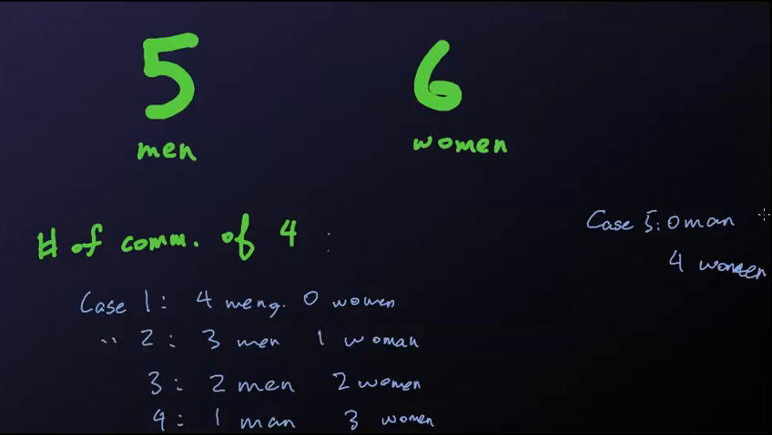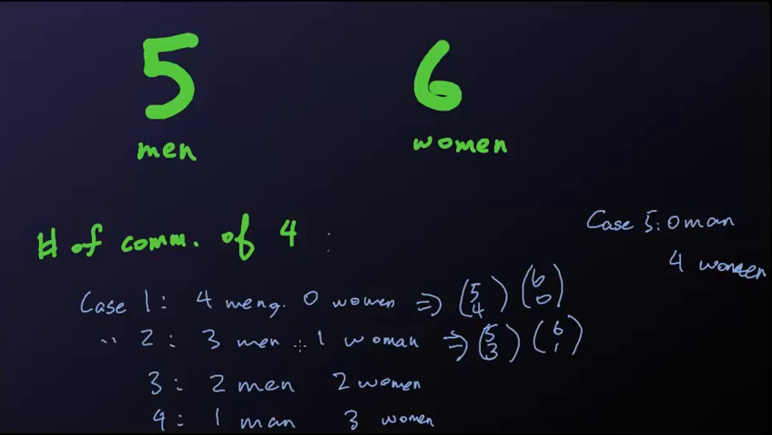The sum of all these cases should give us the total number of committees of 4 that can be made from 5 men and 6 women. So how many ways are there of choosing 4 men from 5 men? There are 5 choose 4. How many ways are there of choosing 0 women from 6 women? There is only one way. 3 men from 5 men, that's 5 choose 3. Choosing 1 woman is 6 choose 1. Notice that here we are multiplying because we're saying 3 men and 1 woman, so that's why we multiply. If this were 3 men or 1 woman, we would add them together.